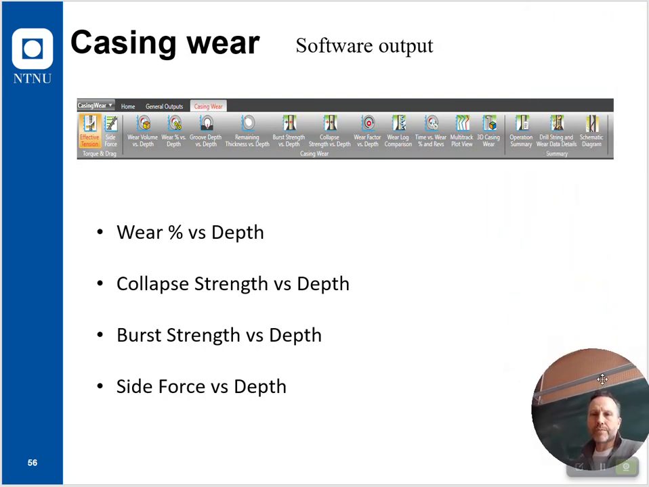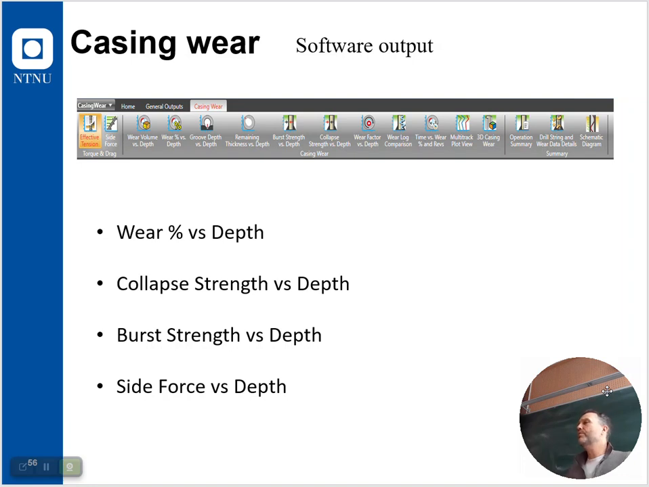Software output, wear versus depth. You need to know along the whole string what has been going on with the parameters that you put in. You will need to know the collapse strength and the burst strength for every meter. And you can also see the side force for the depth.